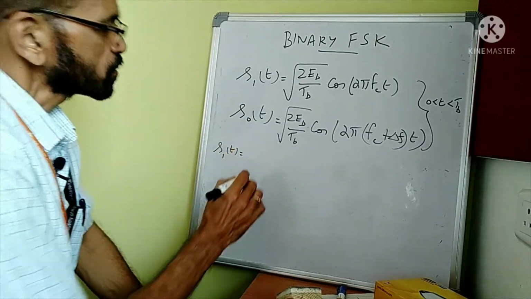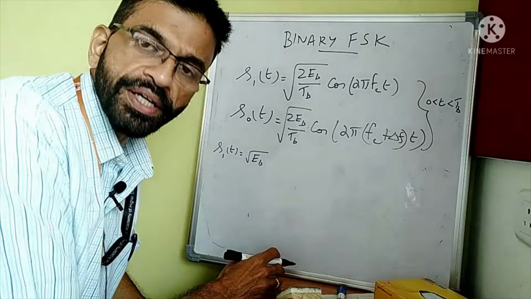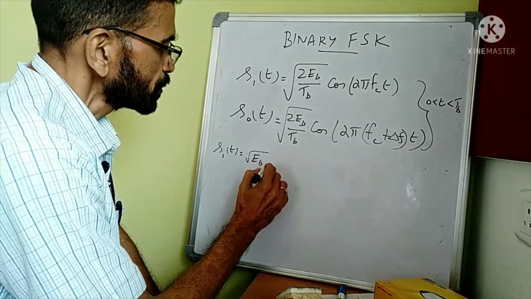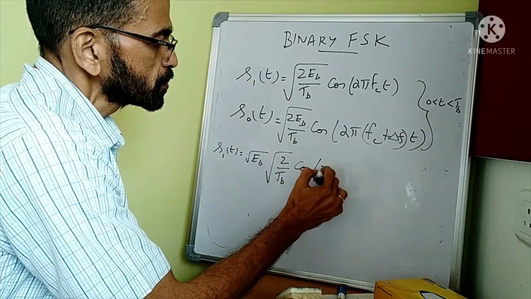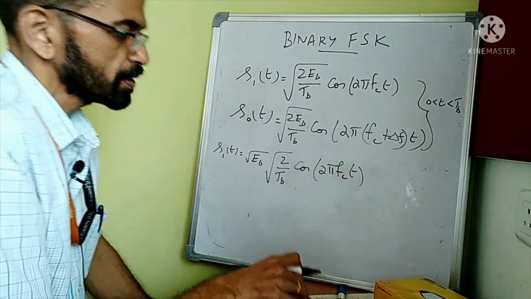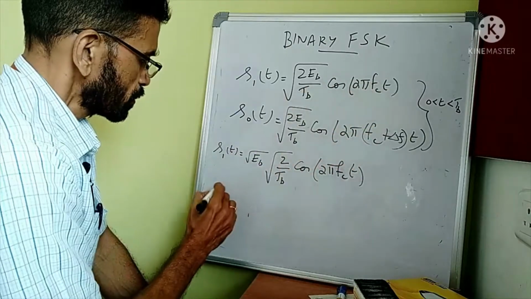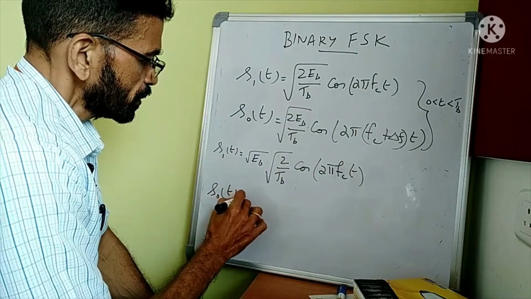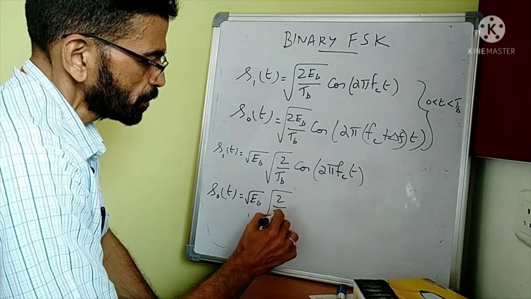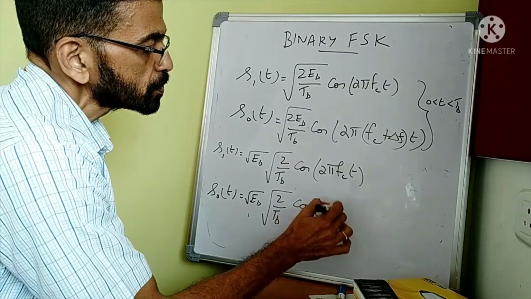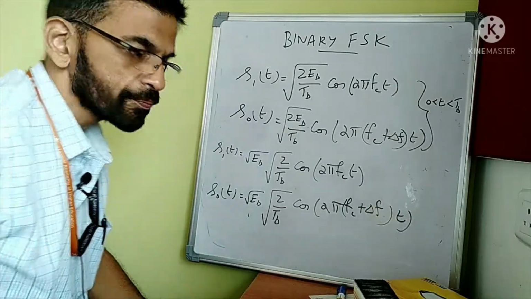Okay, now S1t can be expressed as root Eb, as we did earlier with binary ASK and binary PSK. We can express this as root Eb, root 2 by TB cos 2 pi Fc t, again in this same interval. As I said, I may not be able to write that every time, but remember the interval. S0t is root Eb, root of 2 by TB cos 2 pi (Fc plus delta f) t.